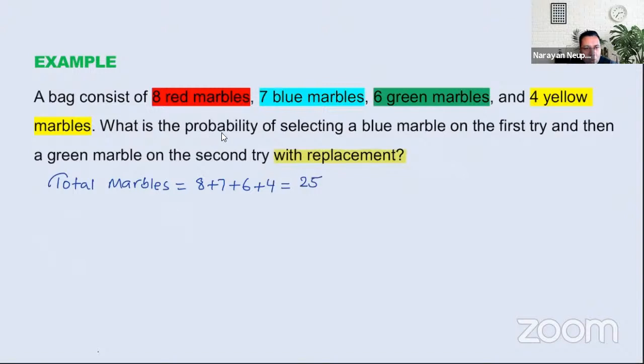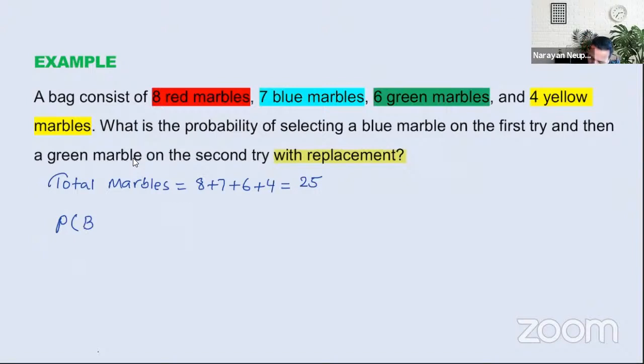Now the question is, what is the probability? We are looking for the probability of selecting a blue marble on the first try. So you put your hand inside the bag and you pull one out, and you look at it. What is the probability that you'll get a blue marble? And what you do after that is replace it. You put that marble back in the bag, shake the bag a little bit, and then you try to pull the second one. So the first one is a blue marble and the second is a green marble.